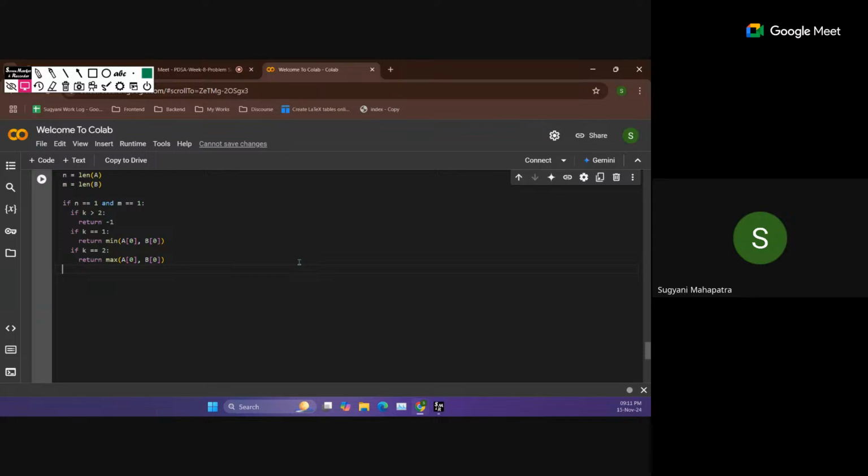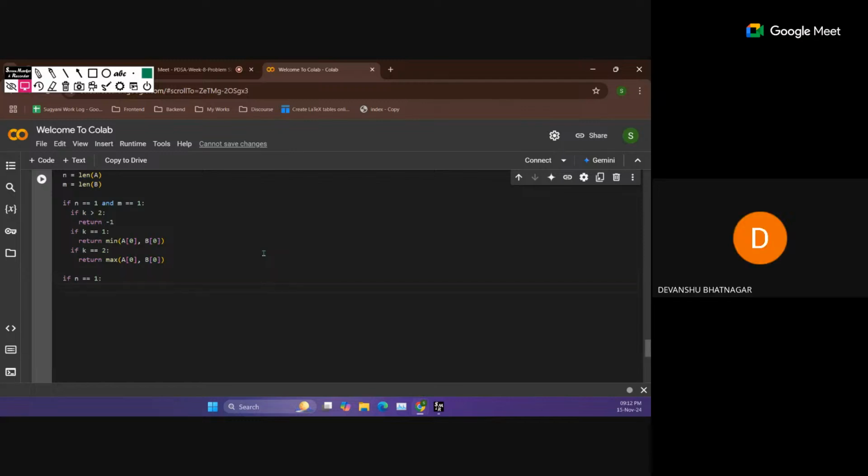This is fine. Now the second condition is if either one of them is equal to 1, that is, if n is equal to 1 or m is equal to 1. One of them has length 1, and the other one can have any length. Then any k greater than 1 will return minus 1. Why? Let's say n is equal to 1.